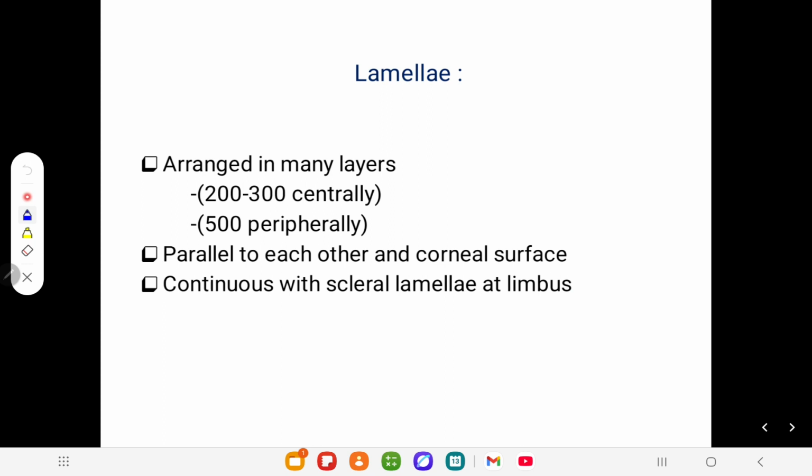And then lamella. So what are the lamellas? That lamella is very important. Lamella means the main structural strength there. They are arranged mainly in 200 to 300 lamellas centrally. Peripherally there is a greater number, that's why the periphery is larger. So approximately 500 peripherally, parallel to each other and to the corneal surface.